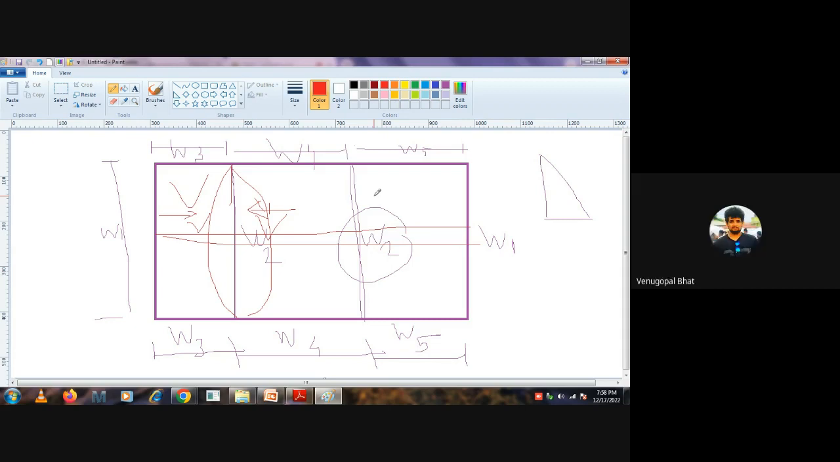Sir, if we learn this method, STAAD Pro is not required now for design? It's up to you. Suppose you have some complex geometry, or some different types of loading, then definitely you need to use STAAD. So yes, that you need to consider.